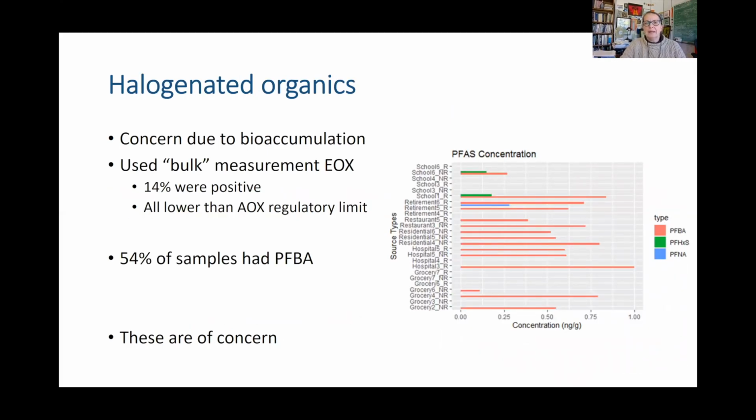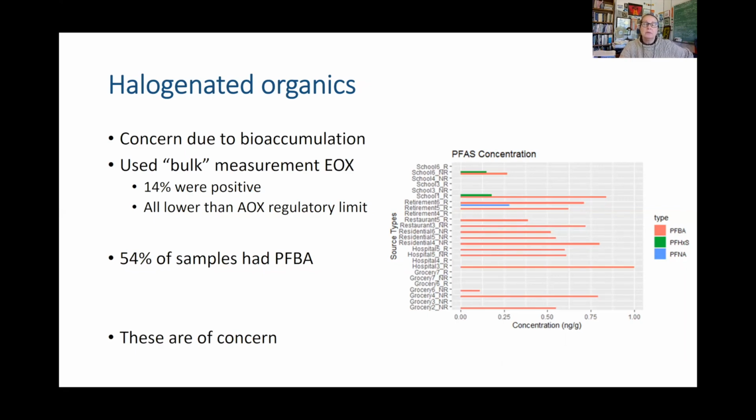When we get to the halogenated organics, the issue here is that these compounds have a tendency to bioaccumulate and increase in amounts as you move up the food chain. And that's a problem in a system where you're putting materials into the food chain. So what we did to assess this was to look at a bulk measurement called EOX, extractable organohalides, with the goal of not prejudging what types of contaminants would be in the system. And this measurement has a relatively high detection limit.